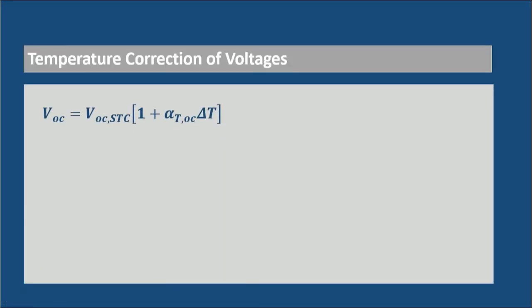We know that there is a relation between the temperature and the voltages. As the temperature increases, the array voltage decreases, and as the temperature decreases, the array voltage increases. So we need to consider this in our design. It's a vital step to design the array voltage or the string voltage.